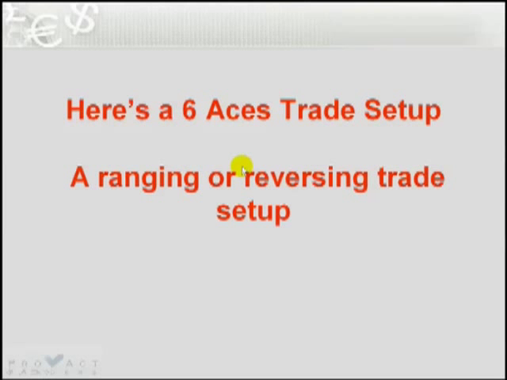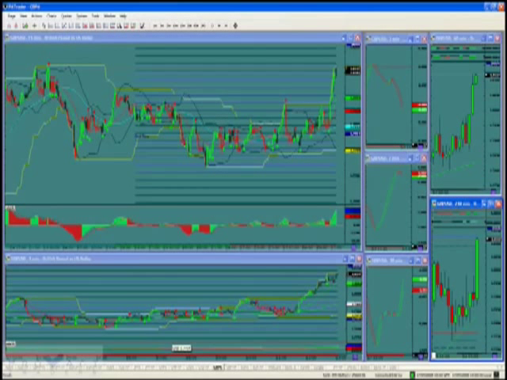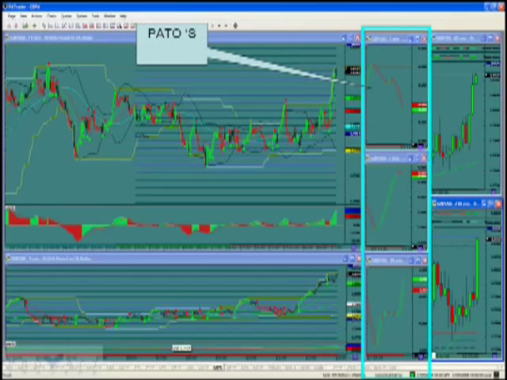Here's a 6 aces trade setup. It's used when we're ranging or we're reversing. Now here it's much more dangerous, so we need more confirmation. And you can see in the middle we have something we call PAT O's. They're an oscillator. We invented them. They're not a standard oscillator out there. And these give us additional confirmation that the market is trying to move in the direction that it's trying to go when the market is ranging or reversing, where we need lots of confirmation to go counter trend.